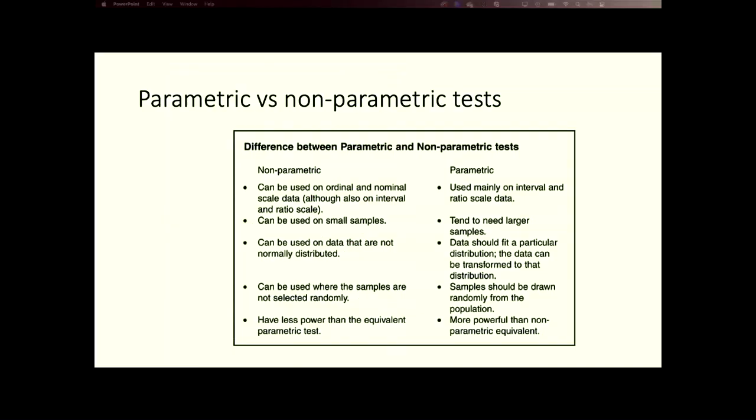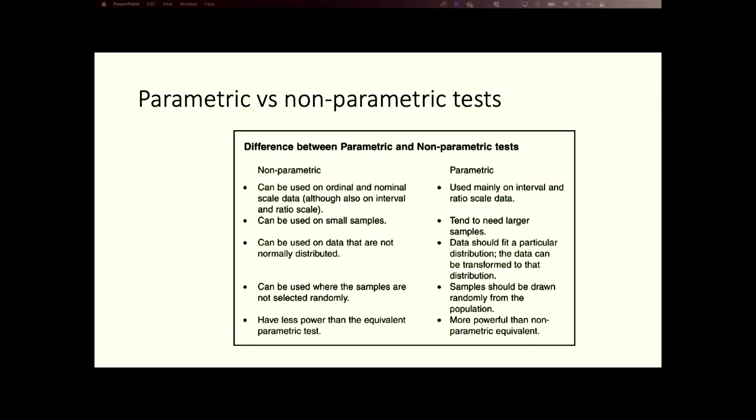We can talk about parametric versus non-parametric tests. Non-parametric tests can be used on ordinal and nominal scale data, though also on interval and ratio scale data. They can be used on small samples. Most importantly, they can be used on data that are not normally distributed, or where the samples are not selected randomly, and they always have less power than the equivalent parametric test.